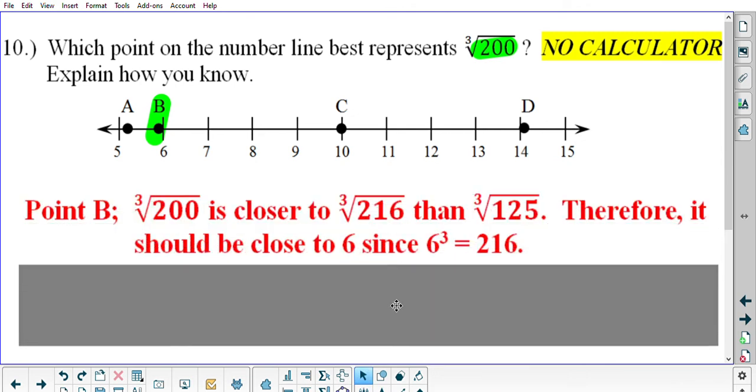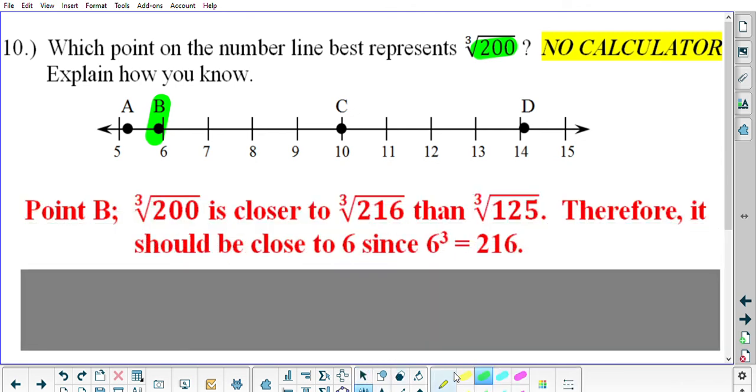So, did you say that was your answer, and did you follow the directions? The directions said explain how you know. You need to explain. This is not optional. You have to explain. So hopefully you gave an explanation similar to what I gave. It doesn't have to be exactly the same, but similar. The cube root of 200 is closer to the cube root of 216 than it would be to the cube root of 125. I mean, 200 is definitely closer to 216 than it is to 125. Therefore, it should be close to 6 because 6 to the third power would equal 216. That's why this answer should be a little bit lower than 6. And that's why it's choice B.